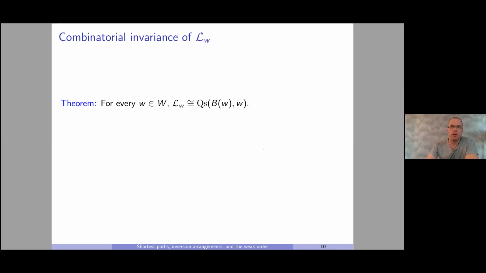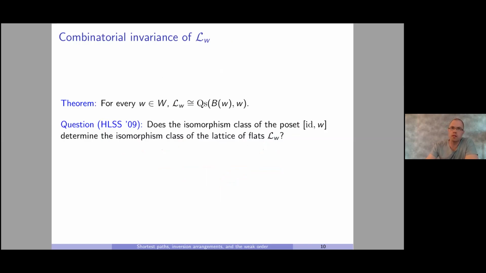And the reason we started thinking about this was partly because of this old question of ours. We asked whether or not the inversion arrangement, or the matroid, is a combinatorial invariant. In other words, does the abstract poset, the Bruhat interval, determine the isomorphism class of the intersection lattice? And this shows that it does, because, as you remember, the poset determines the Bruhat graph. That was the result of Dyer. And the Bruhat graph, as we just saw, determines the intersection lattice. So as a corollary, yes.